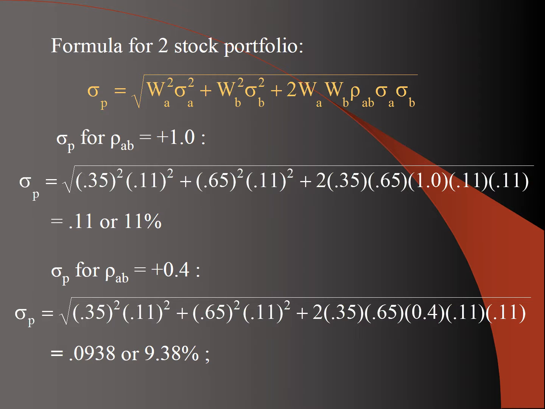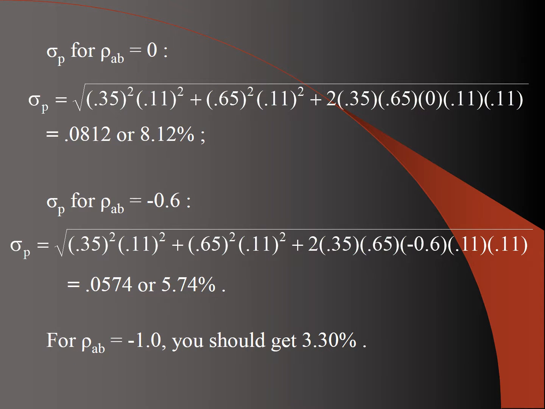All right, let's see what happens with the other two correlation coefficients that we wanted to look at. So what if the correlation coefficient is 0? So again, that's the only number that changes in our example. Here we have a correlation coefficient of 0. So when we do the math, we end up with a standard deviation for the portfolio of 8.12%. So notice we've come down a little bit more. Okay, we've got two stocks that individually have an 11% standard deviation, but when you combine them and they have no correlation to one another, the standard deviation for the portfolio is 8.12%.